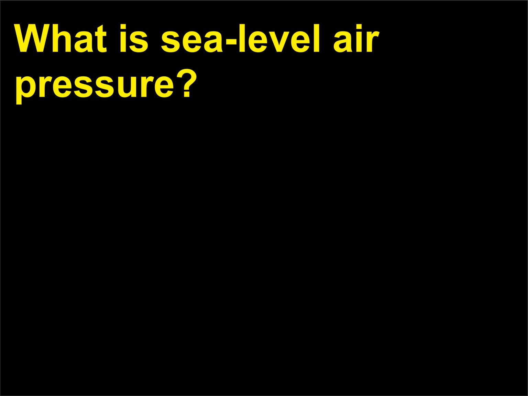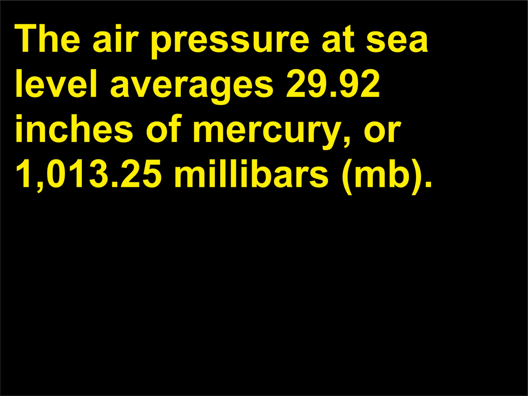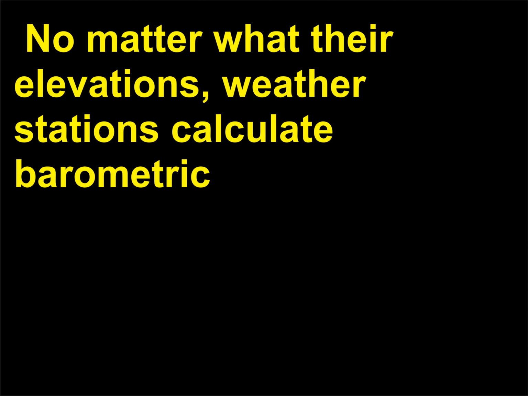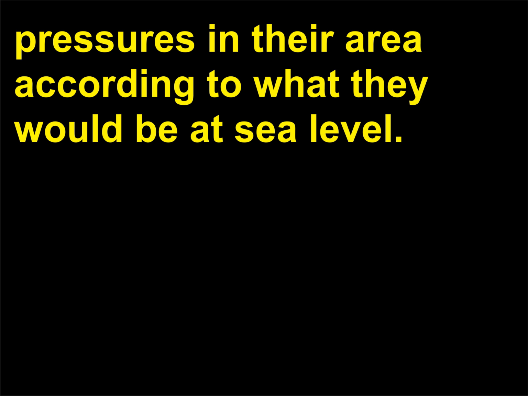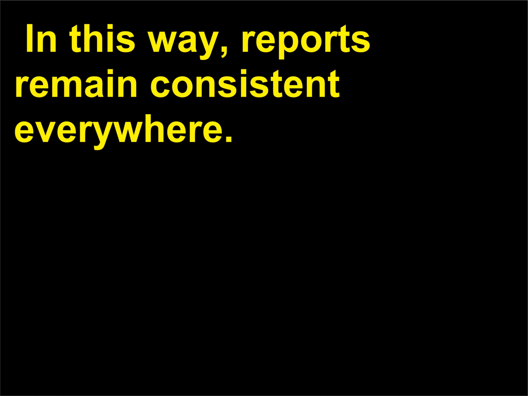What is sea level air pressure? The air pressure at sea level averages 29.92 inches of mercury, or 1013.25 millibars, MB. No matter what their elevations, weather stations calculate barometric pressures in their area according to what they would be at sea level. In this way, reports remain consistent everywhere.